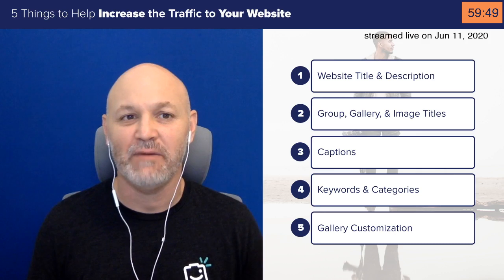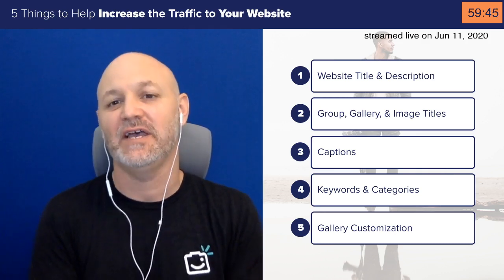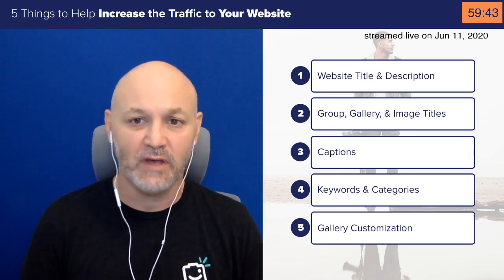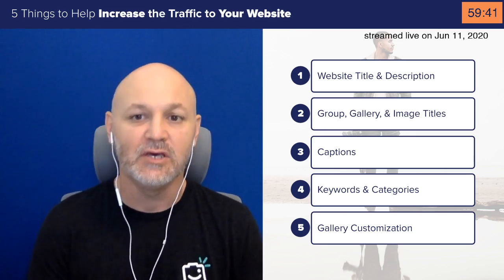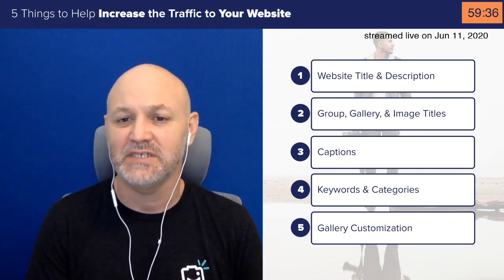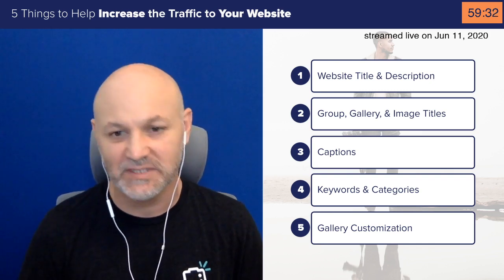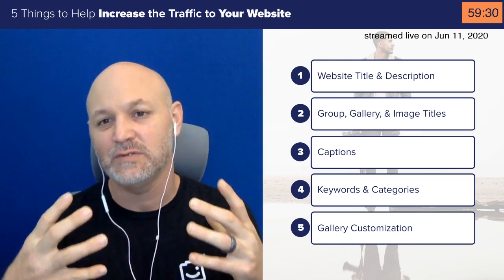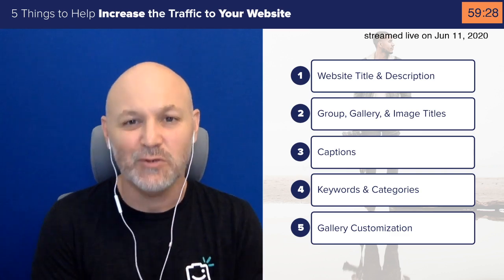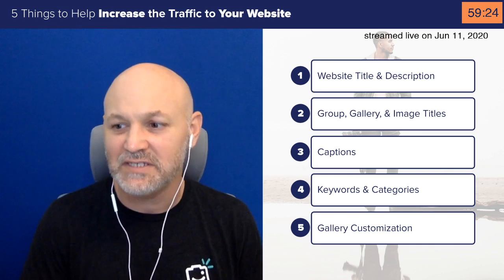Today we're going to be talking about five things to help you increase the traffic to your website. So today we're going to be going through and talking about website titles and descriptions, group, gallery, and image titles, captions for those images and galleries, keywords and categories, and then we're going to jump into some gallery customization, showing you how to make sure that those options are turned on so that they are visible to search engines and they can help you.